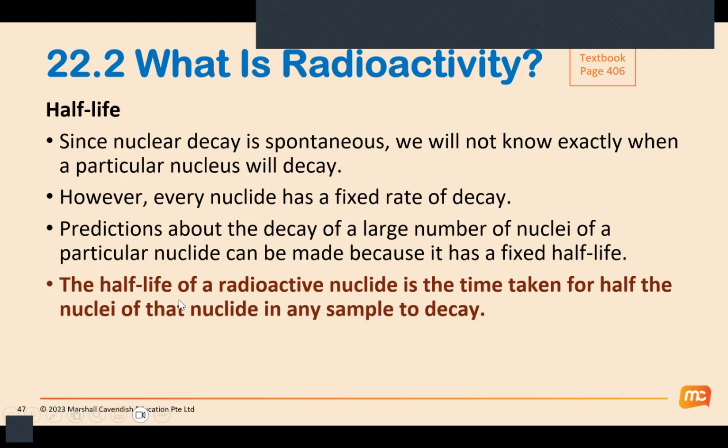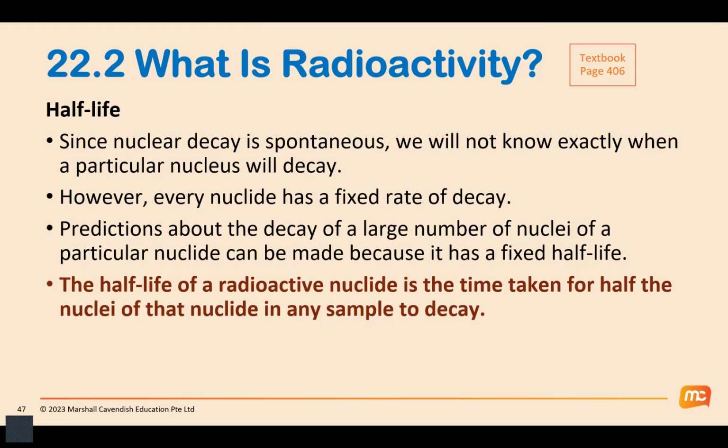The definition of half-life is the time taken for half the number of nuclei of that nuclide in any sample to decay. So originally, let's say I have 400 radioactive nuclei. After maybe 20 minutes, I drop to 200 nuclei. So it's exactly half. Initially I have 400, now I drop down to 200. That means 200 of them have already decayed. I do not know exactly when it decays, I do not know which one decays, but over a fixed period of time, 20 minutes, half of it would have decayed.